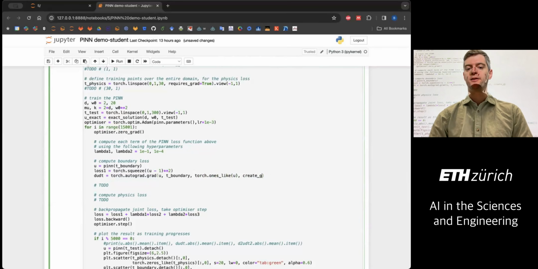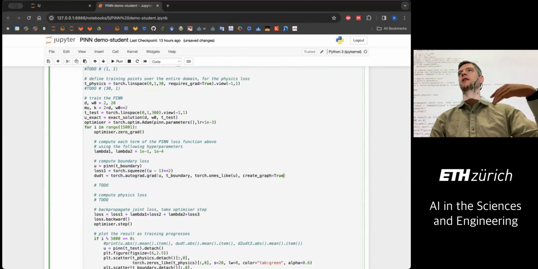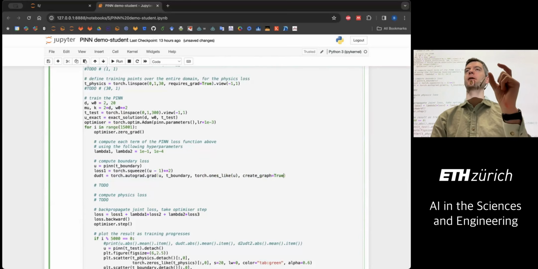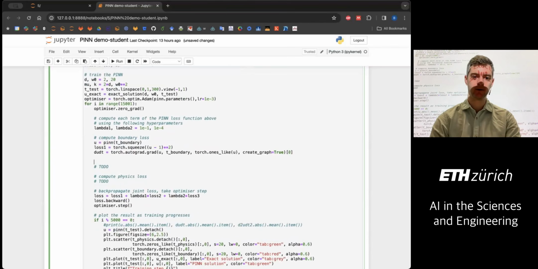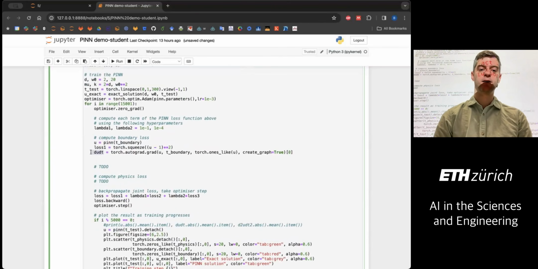The final thing we need to do is this create_graph flag, which I explained before, makes us build the computational graph so that we can then differentiate through it again when we evaluate the gradient of the loss function. And I know that this returns a tuple, and we need the first element of the tuple. So this should just be a vector, the same shape as U. It just has the gradient of U with respect to t.